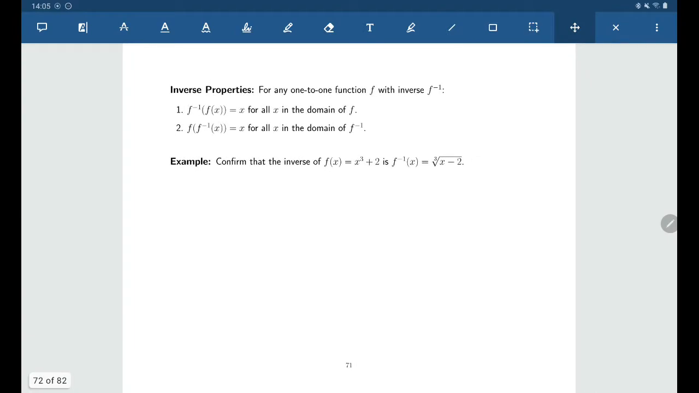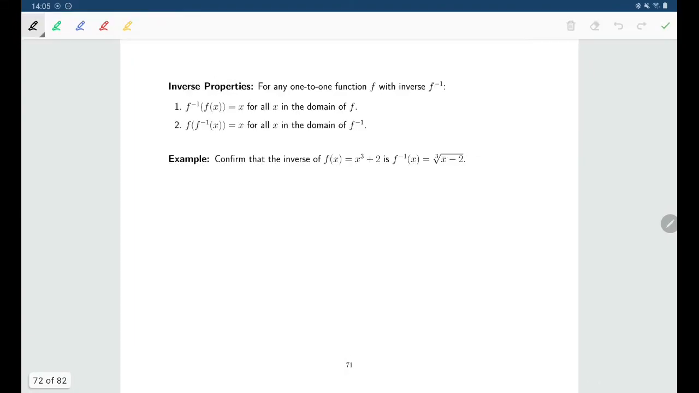Now we have a couple of properties here. These are properties of inverse functions, and this is true for any function with an inverse. So when you have a one-to-one function, it will have an inverse, f inverse, and it should have these two function composition properties: if you compose f inverse with f, you just get your x value back again. If you compose f with f inverse, you get your original input value back again.